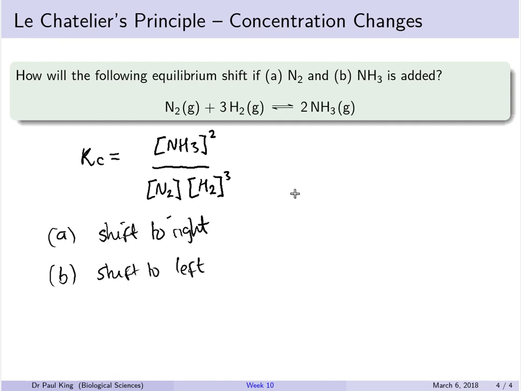Okay, so we can always understand what happens to equilibrium when we change concentrations by thinking about how the affected concentration will cause the Kc value to change, and then how the equilibrium can re-establish in order to move the concentrations such that they attain their Kc ratio.